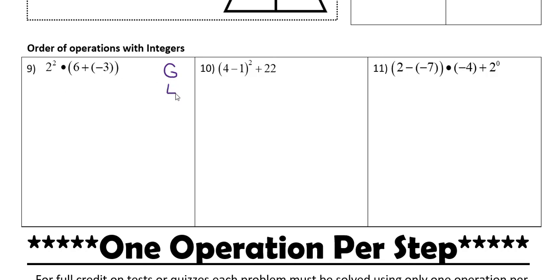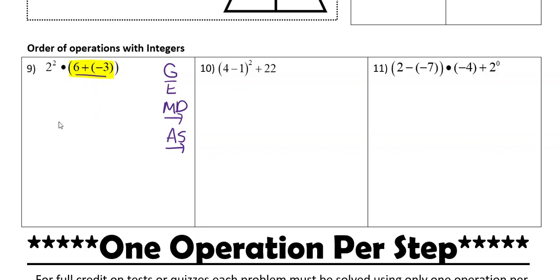So remember, we're still following the steps of order of operations with this. We're still following GEMDAS. So we have GE, MD from left to right, AS. But now we have to incorporate our integer rules. So if I look at this, I have this grouping right there that I need to solve. So I'm going to do 6 plus negative 3.